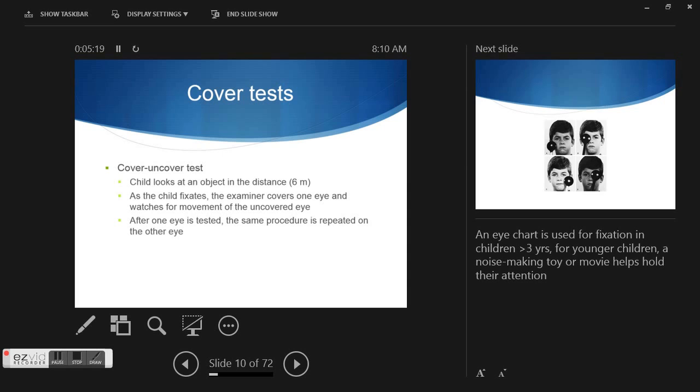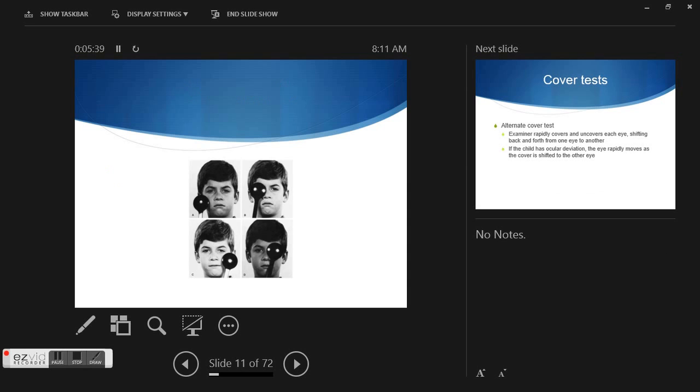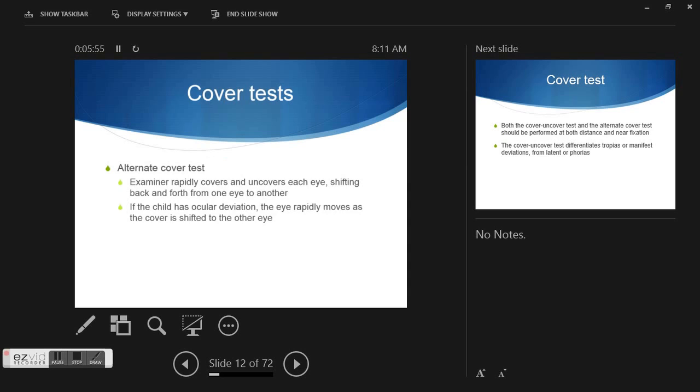So the first test is the cover-uncover test, and that's when a child looks at an object in the distance, typically about 6 meters away, and as the child fixates, the examiner covers one eye and watches for movement of the uncovered eye. And then after one eye is tested, the same procedure is repeated on the other eye. And you can see here this is just a visual representation of a child being tested, the cover-uncover test. He doesn't look very happy, does he?